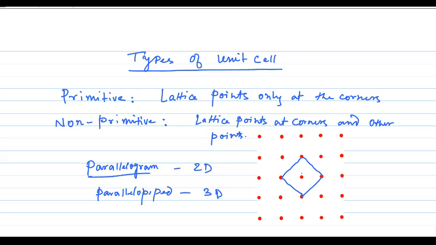For example, I go back to this lattice again, these points, and if I go along this direction, I encounter one lattice point. Exactly the same distance, if I go in the other direction, I encounter a point. This is true for every other point. Unless this characteristic is there, we cannot call this a lattice.